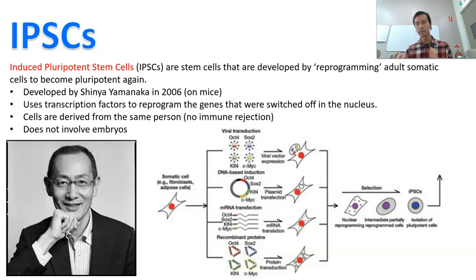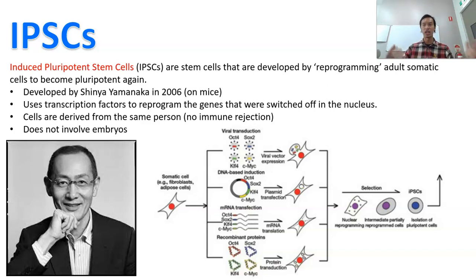This also means that in terms of application, you take the cells from the same person, you reprogram them, maybe cultivate them en masse, and then you reinsert them back into the same person so that the cells can perform those particular applications for healing and recovery and so forth, right? So there's no immune rejection. You're not using somebody else's genes or somebody else's cells, and it doesn't involve any sort of embryos.